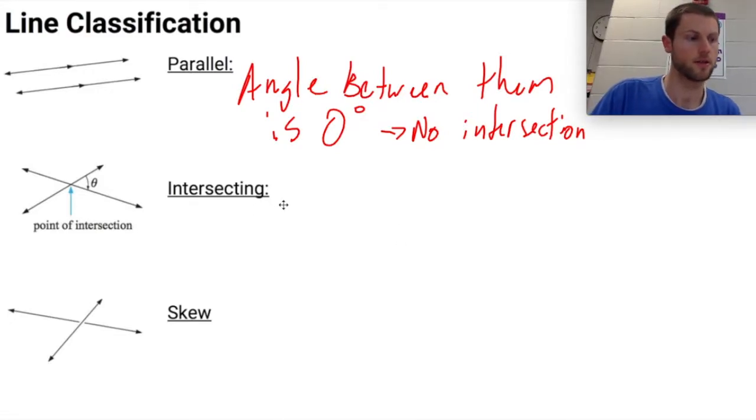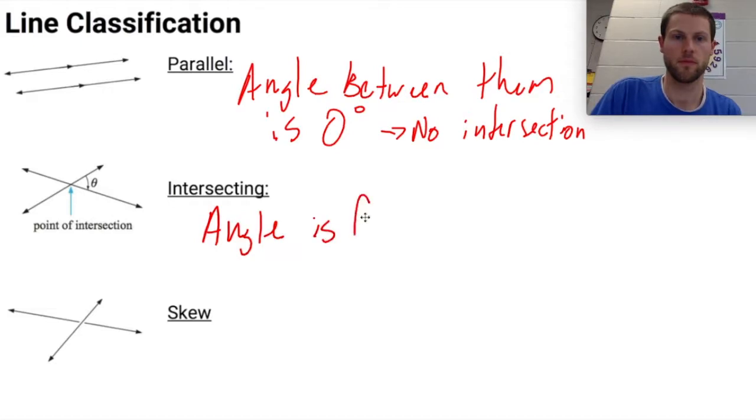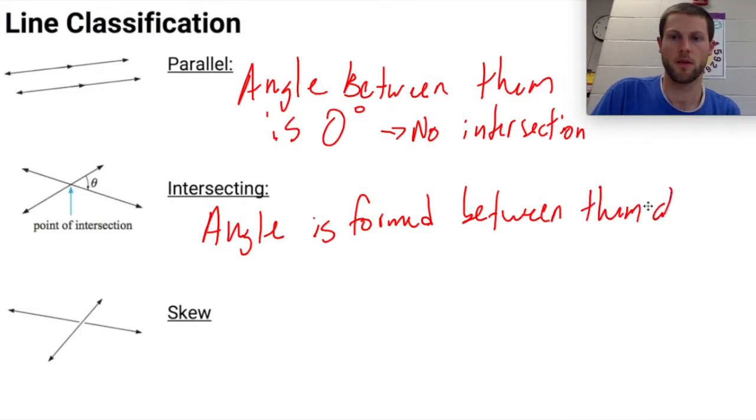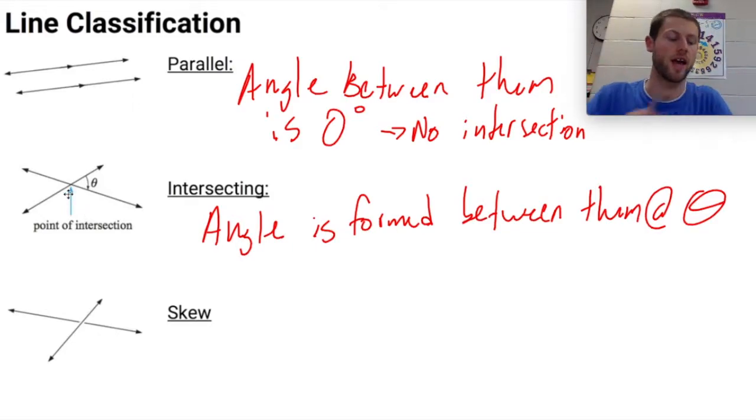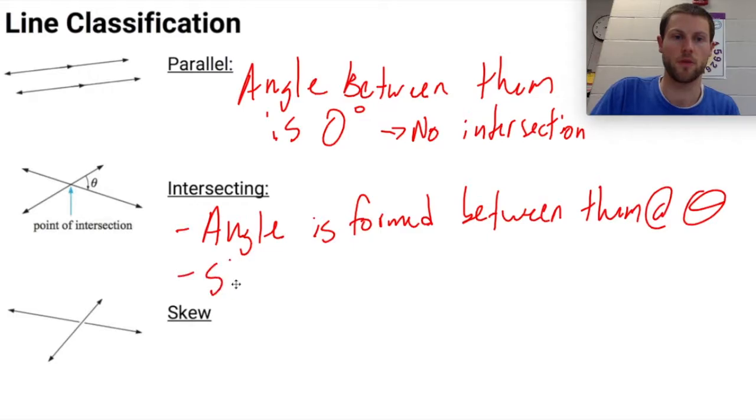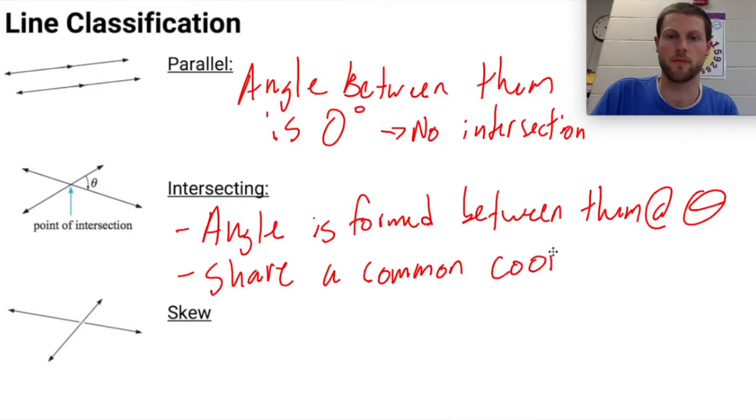Intersecting lines, they have an angle between them. And it's kind of given in this picture here at theta. So they cross, they actually intersect, they share a common point. I would add that too. They share a common coordinate.